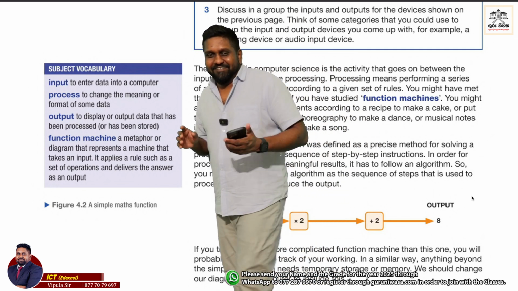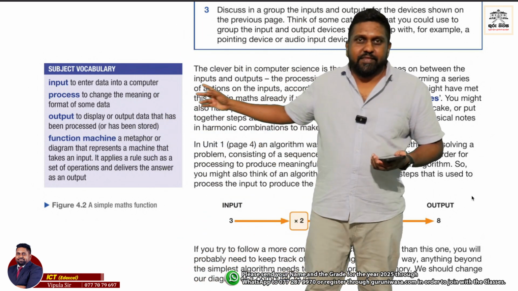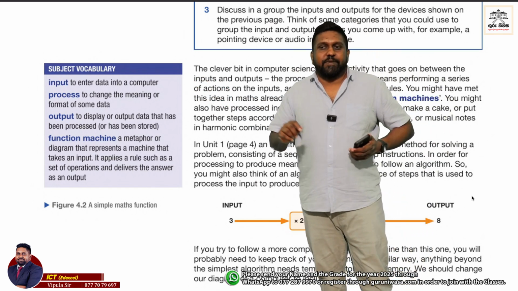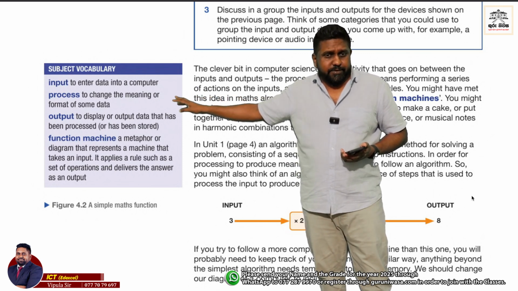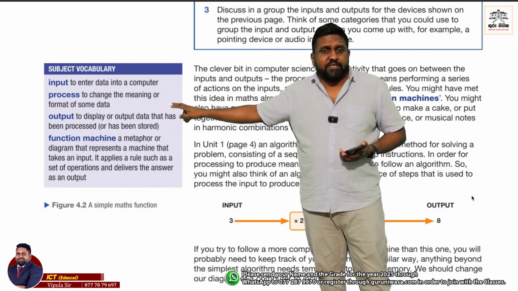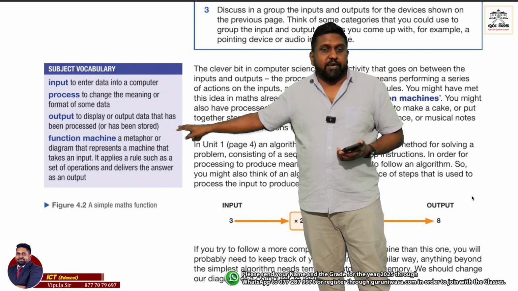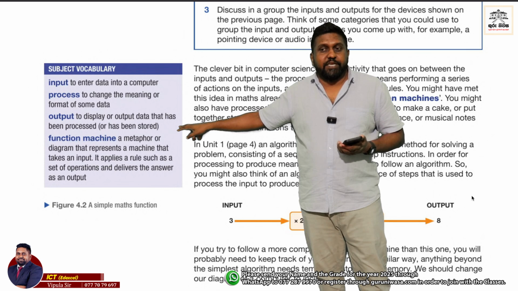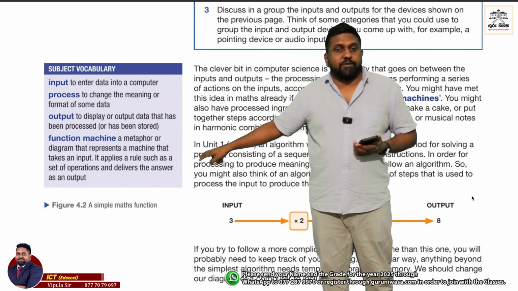So please follow this pattern. Take these notes down, and when you're writing, just draw a small picture. Input is basically to enter data into the computer, and process is to change the meaning or the format of some data. And then output is to display or output data that has been processed or has been stored. Then we have this selected vocabulary called function machine.